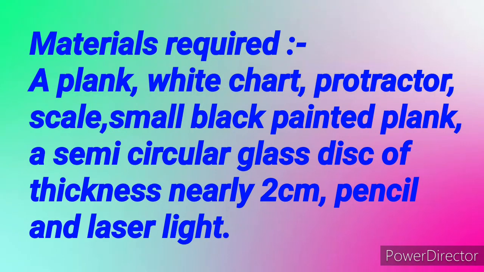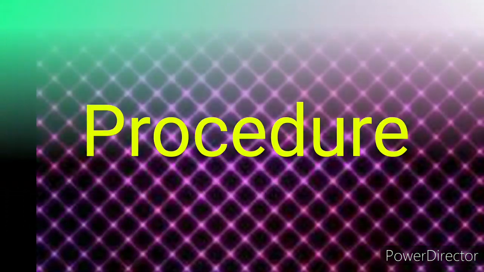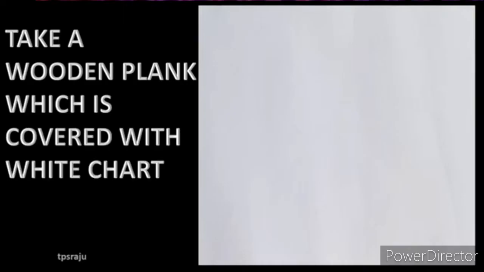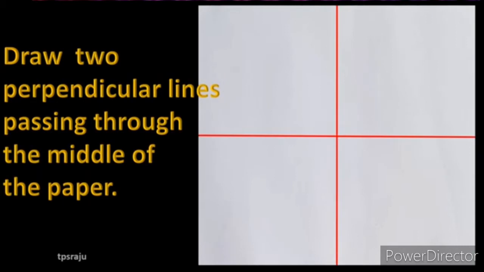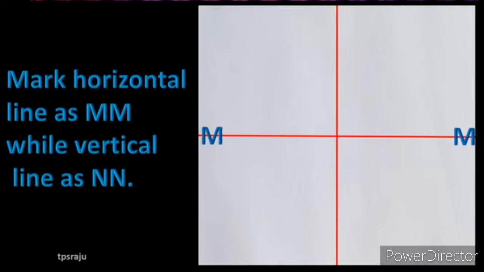Materials required are a plank, white chart, protractor, scale, small black painted plank, a semicircular glass disc of thickness nearly 2 centimeters, pencil and laser light. Next, procedure. Take a wooden plank which is covered with white chart. Draw two perpendicular lines passing through the middle of the paper. Mark one line as MM and another line as NN, which is normal to the line MM.